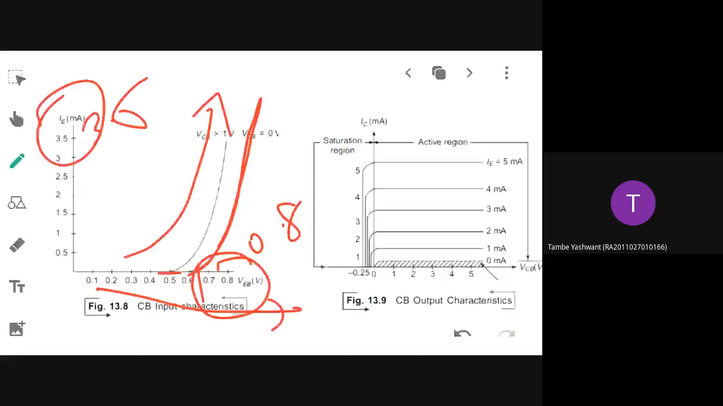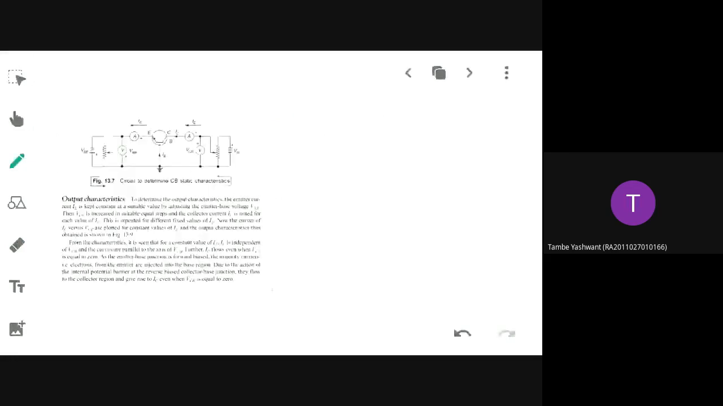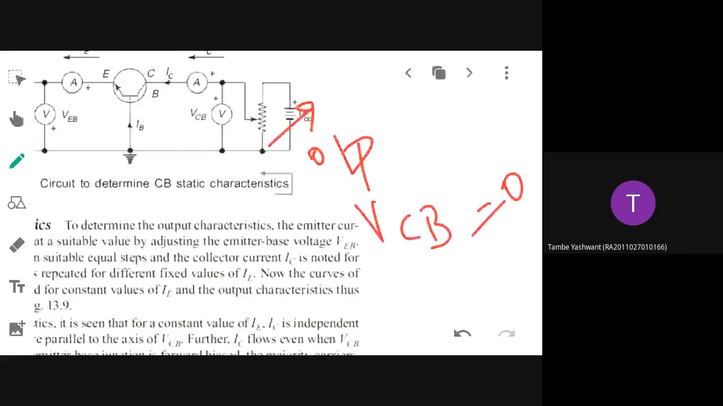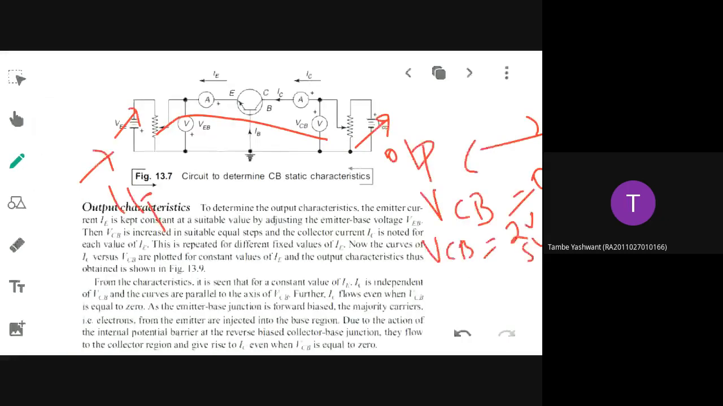Now this characteristic is over. Now you are going back to the output. This is my output, for which you have taken one characteristic by keeping VCB as 0. Now I will vary the output RPS again and change VCB to some other value, let it be 2 volt or 5 volt. Now I will keep it constant and come back to the input side, vary this RPS and observe this voltmeter and ammeter reading.